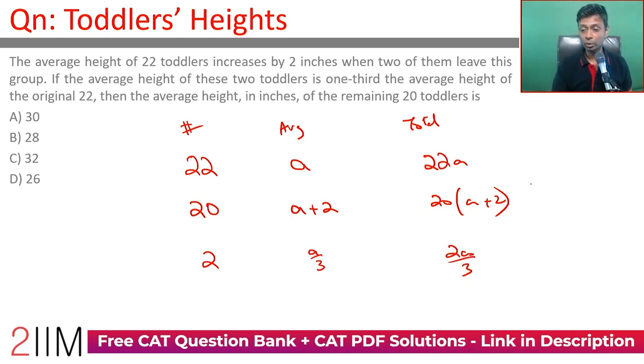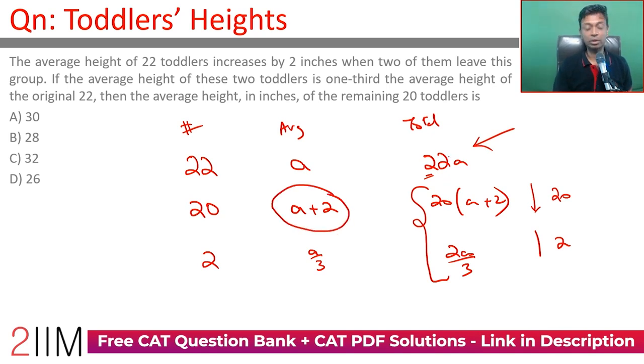This is the total height of the 20 students. This is the total height of the 2. This is total of 20. This is total of 2. This is total of 22. So this plus the sum of these two should be this. If we manipulate this, we should be able to find A. And we need to find the average height of the remaining 20 toddlers, so our answer is A plus 2.